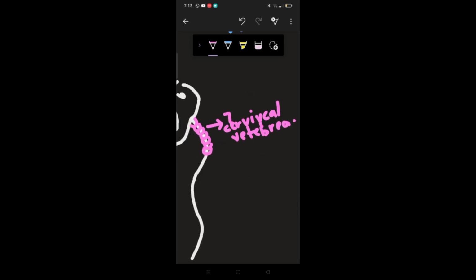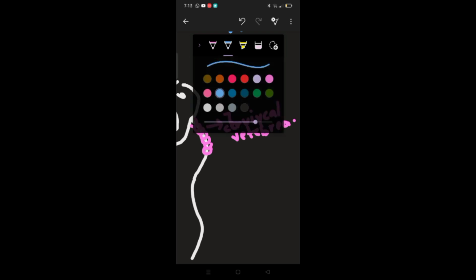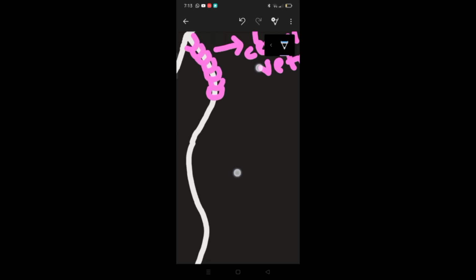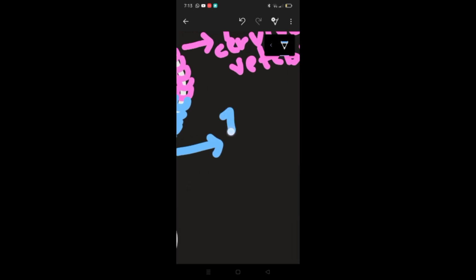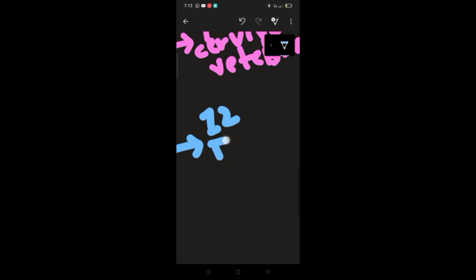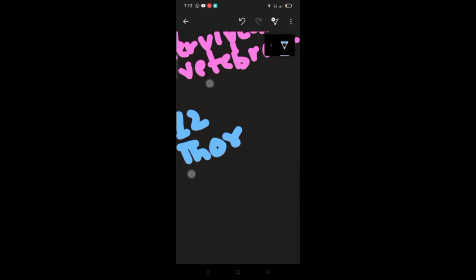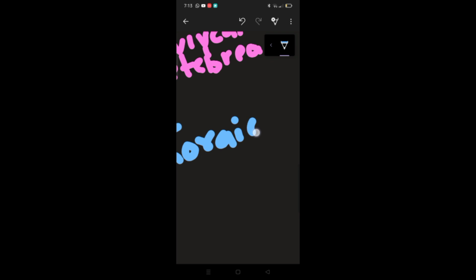Then next we have 12 thoracic vertebrae. Let me make this with another color. Okay, so now we have 12 thoracic vertebrae. So 1, 2, 3, 4, 5, 6, 7, 8, 9, 10, 11, 12. So these are 12 thoracic vertebrae.